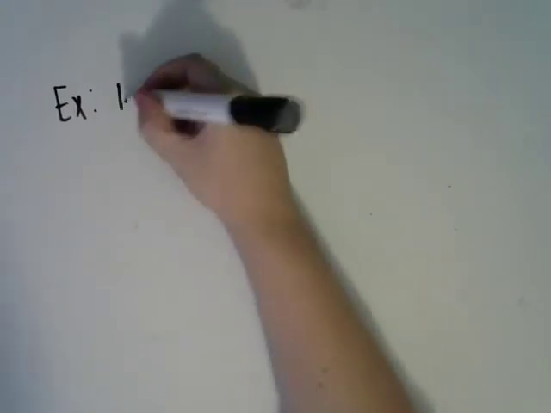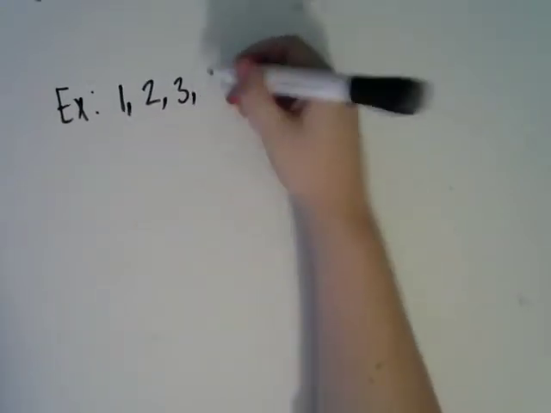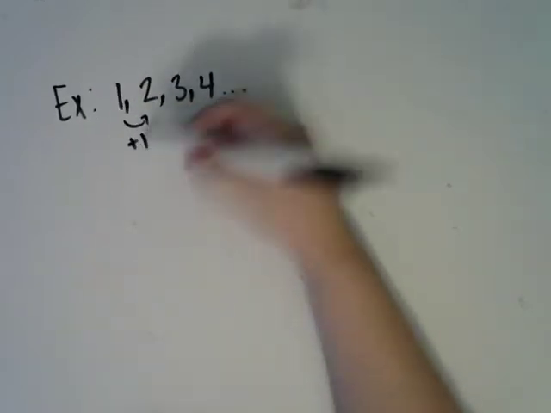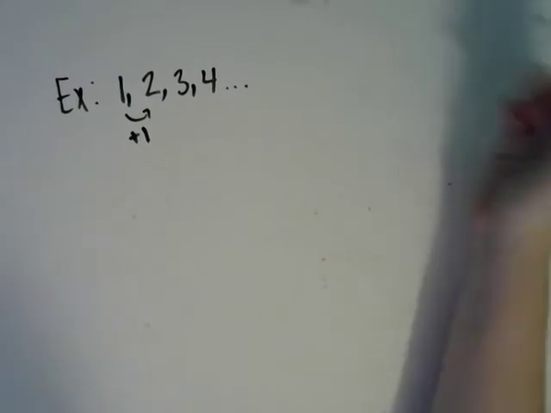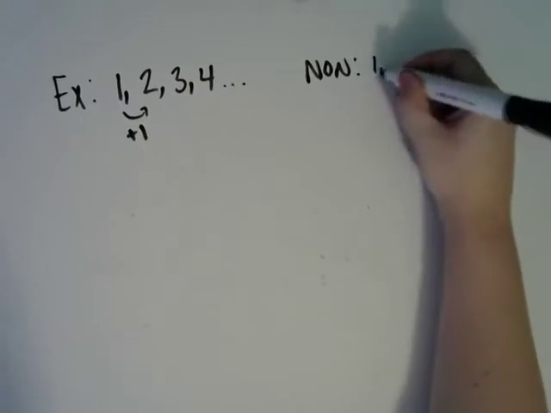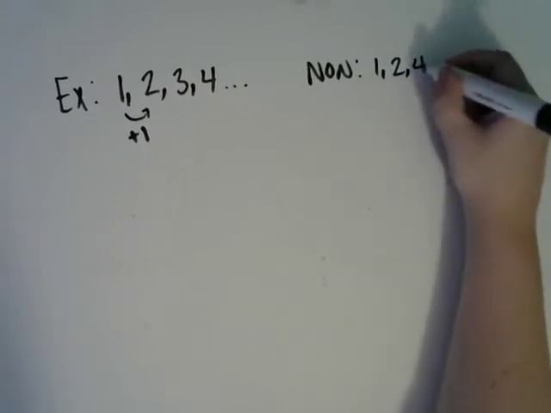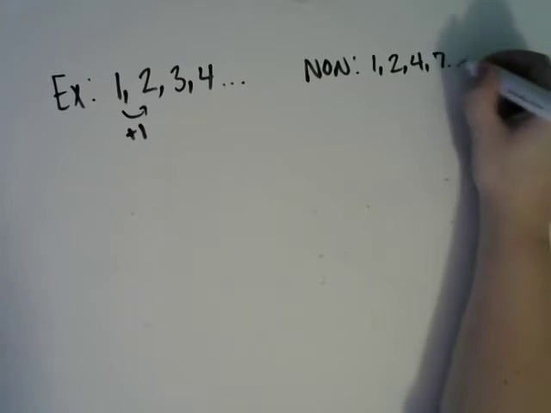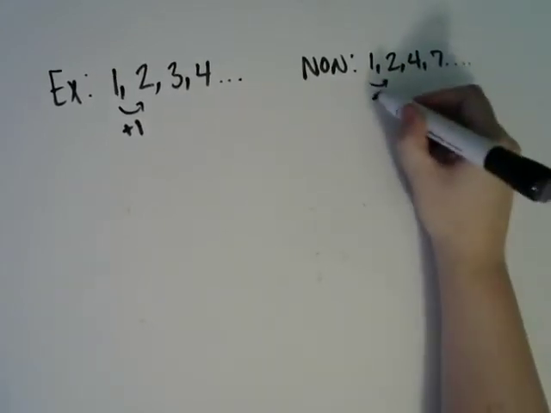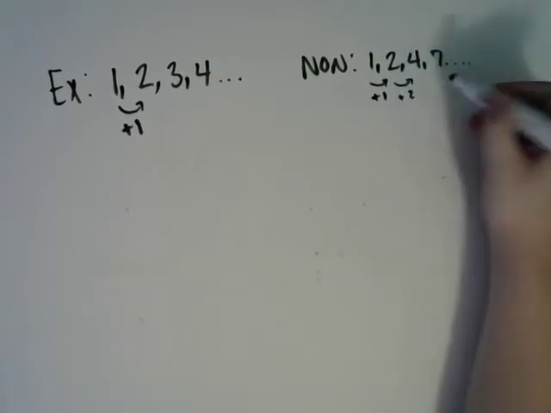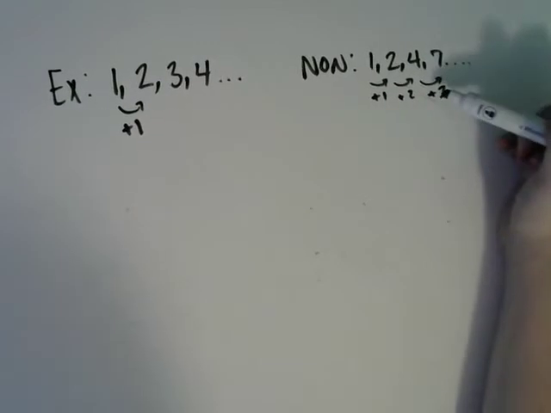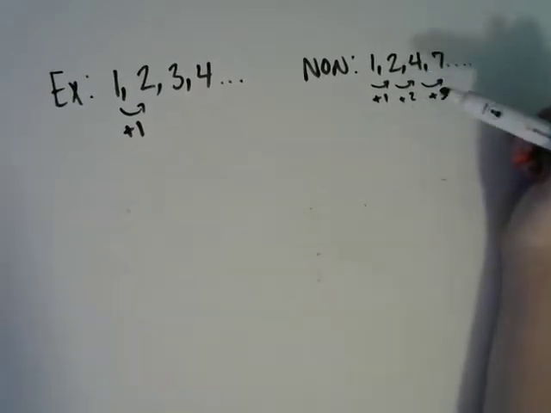An example of that would be 1, 2, 3, 4, etc., because each number is one more than the one before it. A non-example would be 1, 2, 4, 7, ... Although I'm adding in each of these steps, this time I added 1, and then I added 2, and then I added 3. So this is not an arithmetic sequence because the addition is not constant.